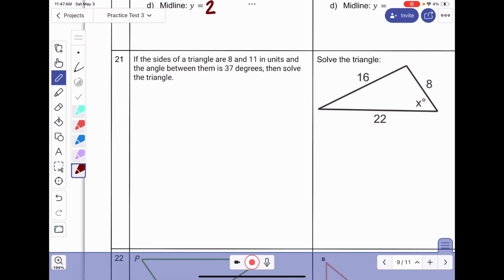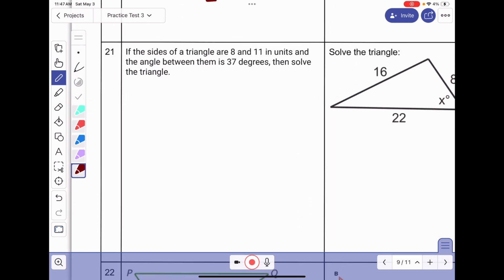All right, 21. If the sides of a triangle are 8 and 11 units, and the angle in between them is 37, obviously my picture is not to scale, solve the triangle. So we have side angle side. Right now, there's no way we can make proportions, so we have to start with law of cosines.